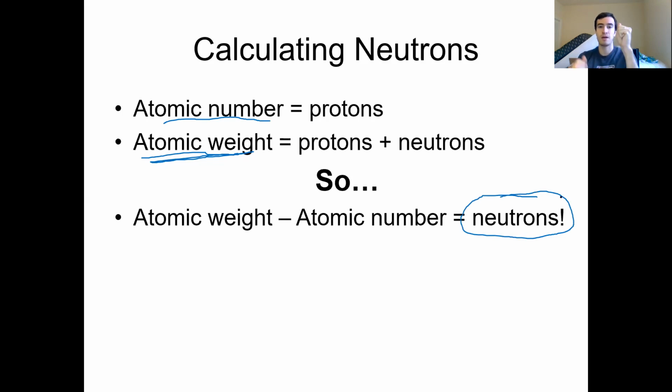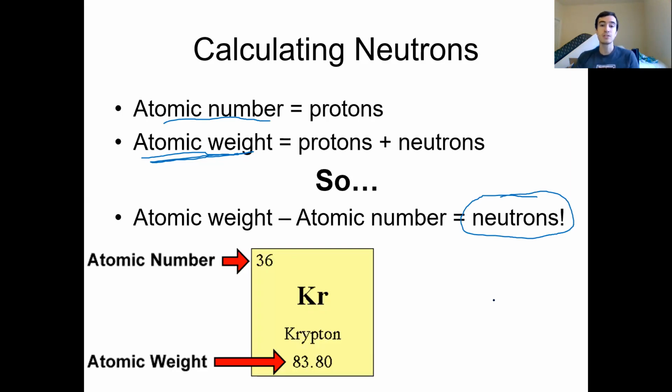Because remember, if we have the atomic weight, that's protons and neutrons combined, and we take away the protons, that means that we have the neutrons left over. So if we do the weight minus the number, it'll tell us how many neutrons are in each atom. So let's look at krypton, the example that we were just looking at on the other slide. Krypton has an atomic number of 36 and an atomic weight of about, we'll say, 84.